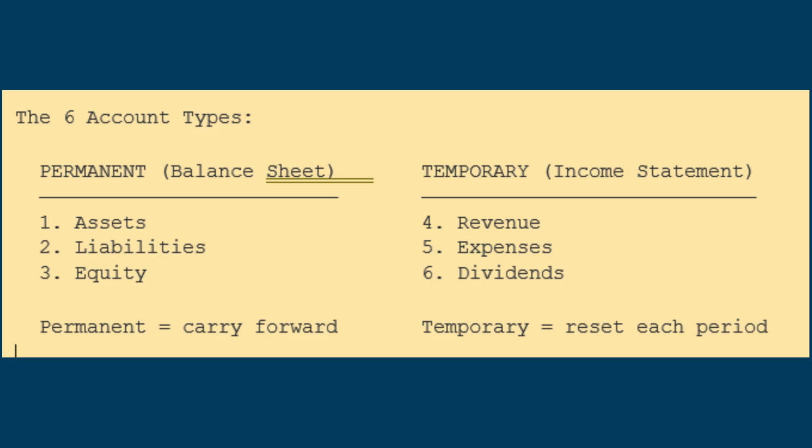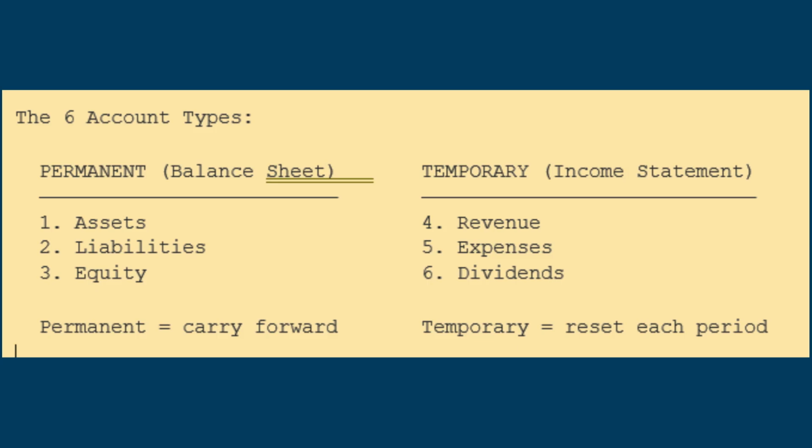Fourth, revenue, income earned from business activities. Consulting fees, sales, service income. Fifth, expenses, the costs of running the business. Wages, rent, utilities, marketing. And sixth, dividends, money paid out to owners or shareholders.